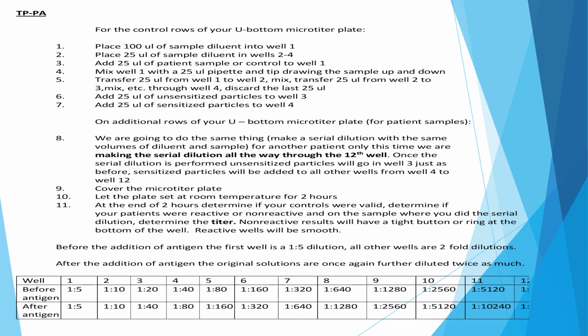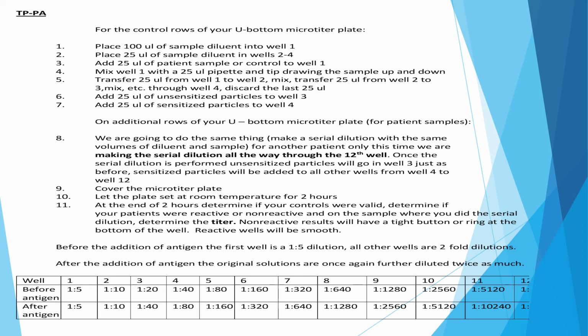The TPPA test is the confirmatory test for syphilis, and this procedure is a little bit more difficult. Okay, essentially what we're going to do is we're going to take a U-bottom microtiter plate that has 96 wells, and every row is going to be either a control or a patient. Okay, so what we want to do is in our first column we add 100 microliters of sample diluent into well 1 in the first column. Then in the second column we add 25 microliters of sample diluent in wells 2 through 4.